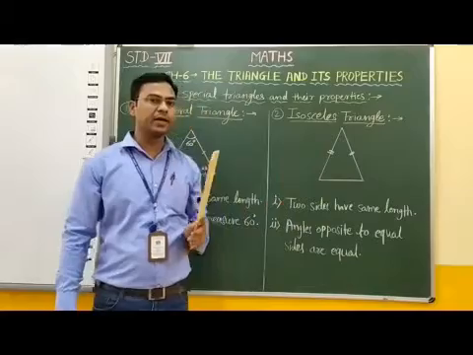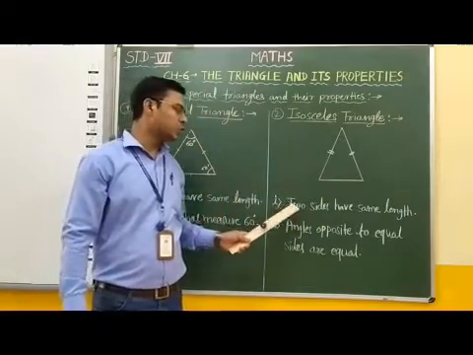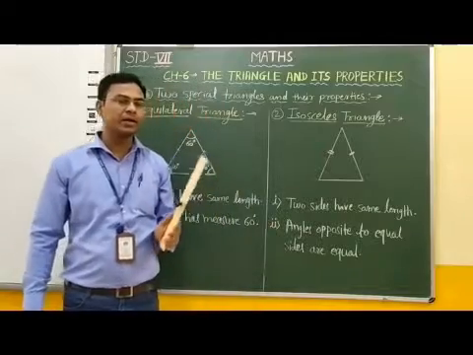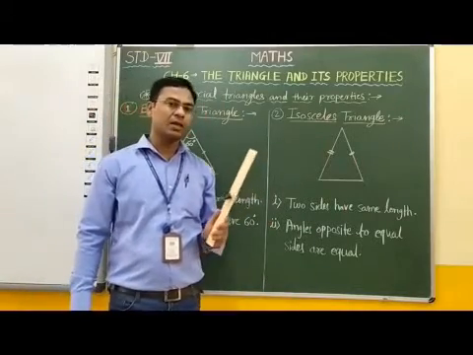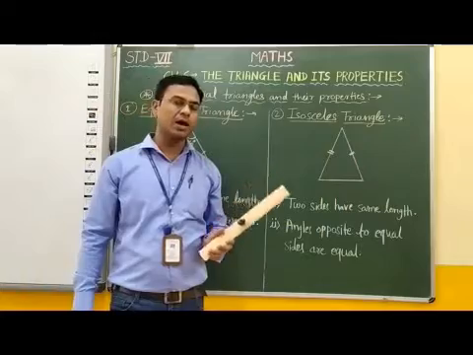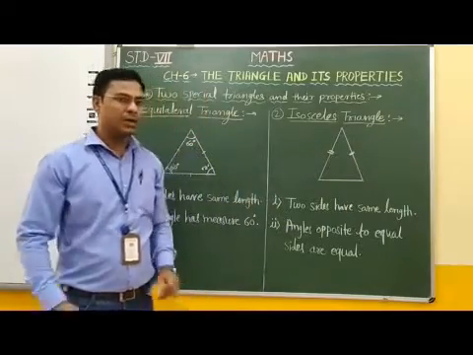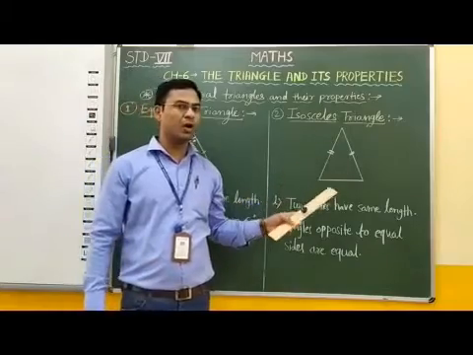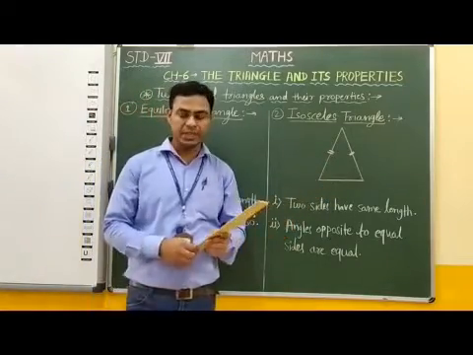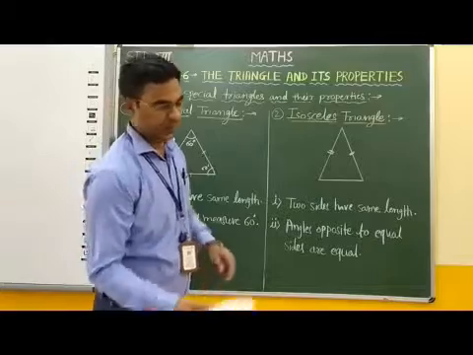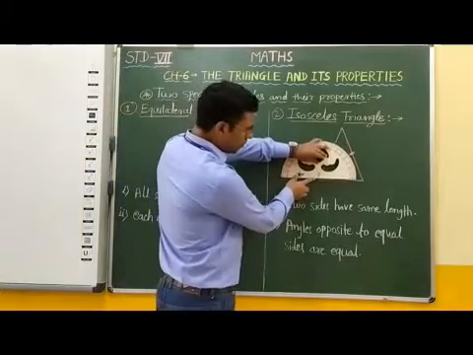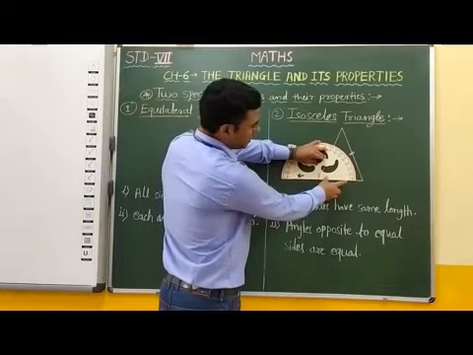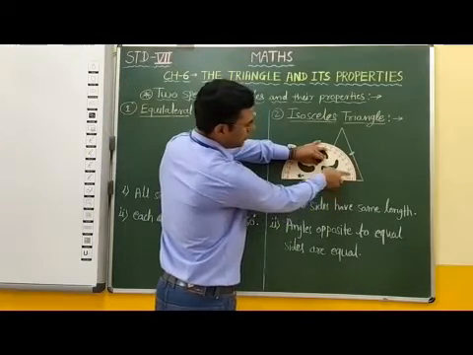Therefore, first property of isosceles triangle is two sides have same length, or we can say that in isosceles triangle lengths of two sides are equal. Now, if we measure each angle of isosceles triangle with the help of a protractor, then this angle is 70 degree.